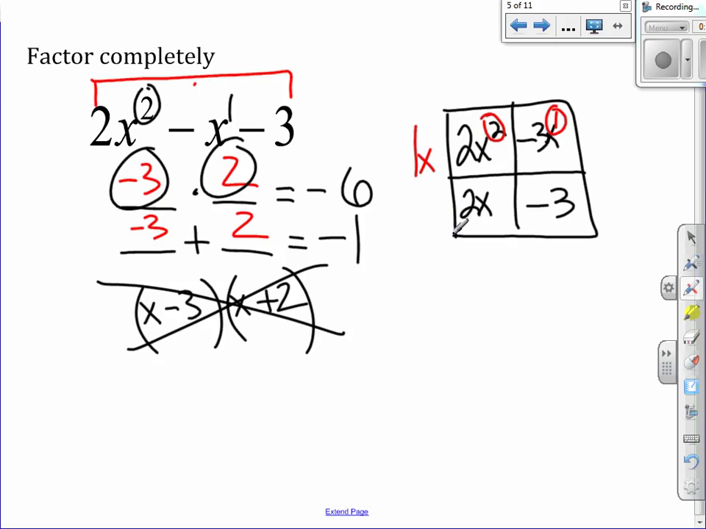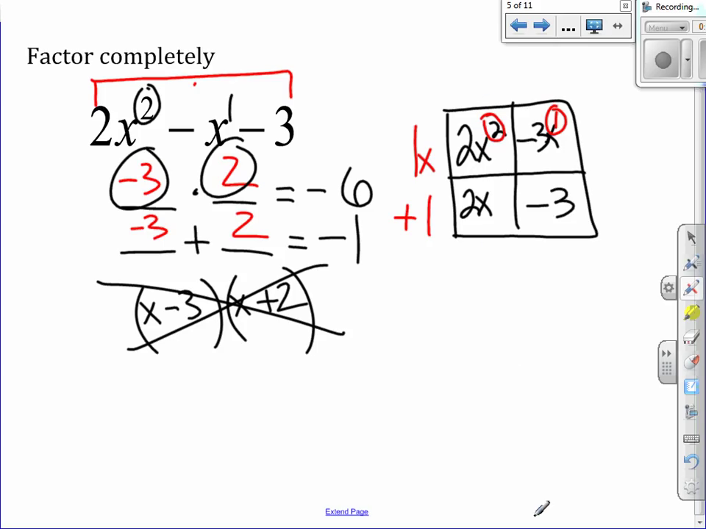What's the GCF of this bottom row now? Biggest number that goes into 2 and negative 3 is 1. And remember, this box closest to where we're factoring, that sign has precedence. It carries. It's positive here, so this is going to be a positive 1.